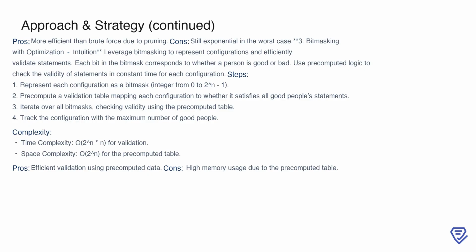The overall process involves iterating over all bit masks, checking validity using the pre-computed table, and tracking the configuration with the maximum number of good people. The time complexity is O(2^n * n) for validation, and the space complexity is O(2^n), driven by the pre-computed table. While this method is efficient for validation, its high memory usage makes it less practical for large N.